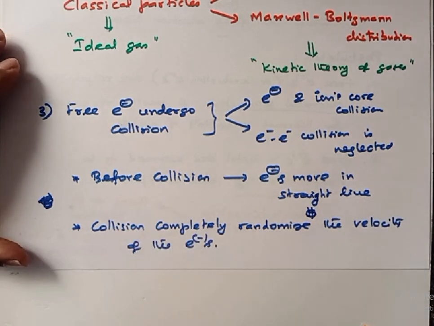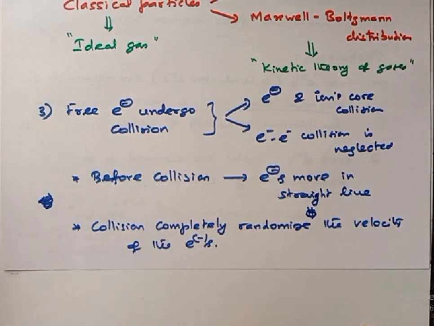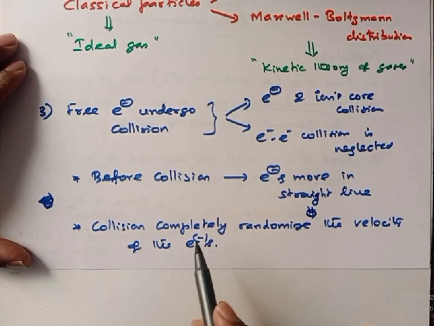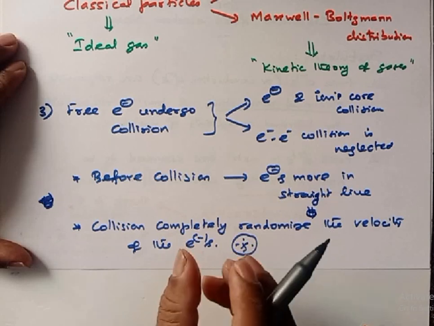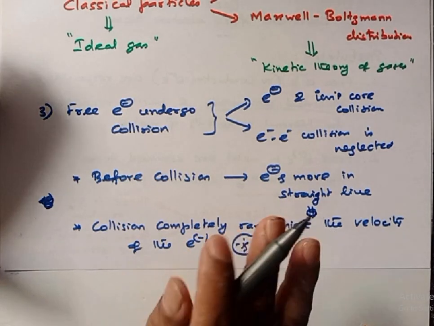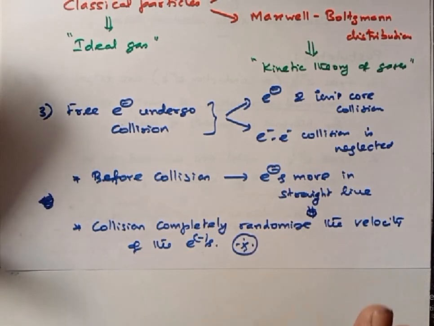Since the electron velocity gets randomized, we can say that some average velocity exists for the free electrons in the presence of the applied electric field. This point is very, very important. It tells us that there exists an average velocity of the electron in the presence of an electric field. Clear?